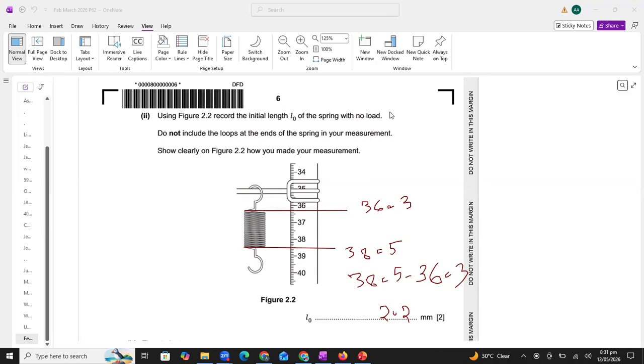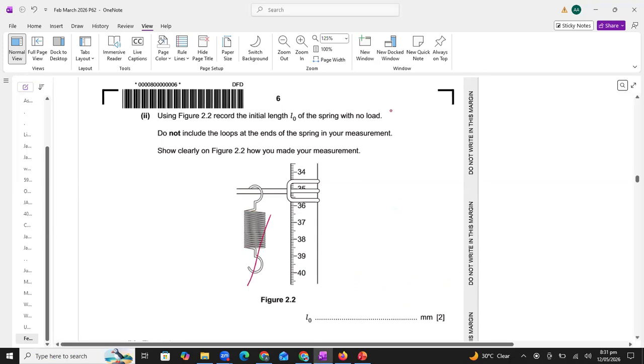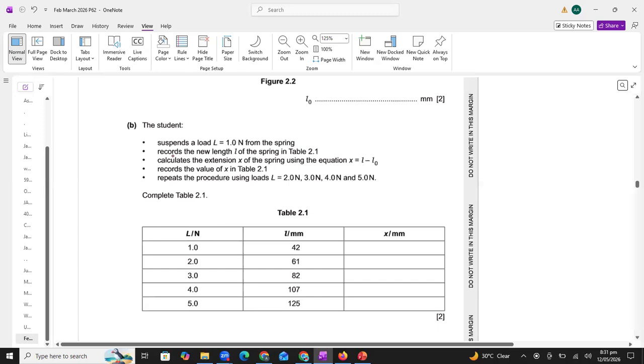All right. Now I'm moving towards the next part. In the next part, what they are saying is, in part B, the student suspends a load L equal to 1 Newton from the spring. Record the new length of the spring in table 2.1. So we have to record the new length of the spring and calculate the extension x of the spring using the equation x equals L minus L0. The interesting thing about the ATP is that you don't need to memorize any formula. All formulas are given: final length minus initial length.